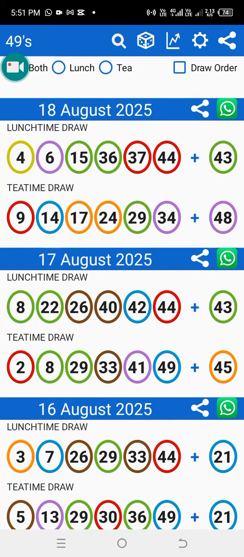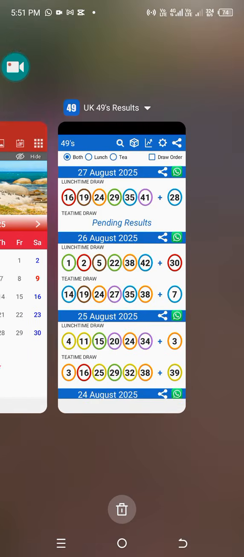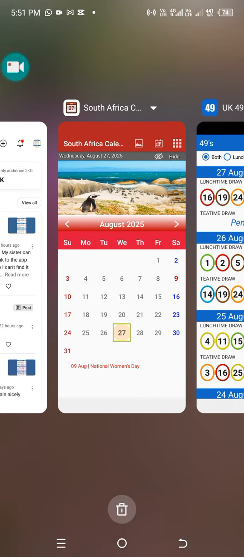I was just looking into it, and then I thought that I forgot to mention this in a previous video. That's why. Now we're going to see how we can use the calendar to win UK49. So we're going to the calendar. I hope you are ready to do it.